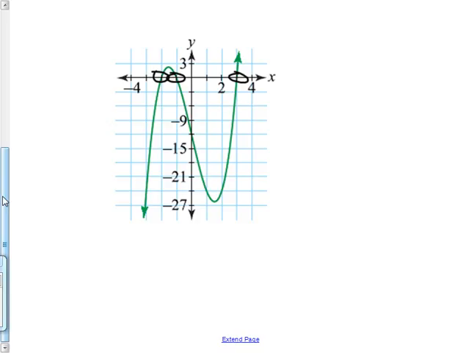So, okay, this is degree 3. Could it be degree 5? Could it be degree 5? Yes, it could. Because there could be imaginaries we don't see. Could it be degree 6? No, because that's an even number, and this is clearly an odd number because it's going opposite directions on the ends. All right, moving on.